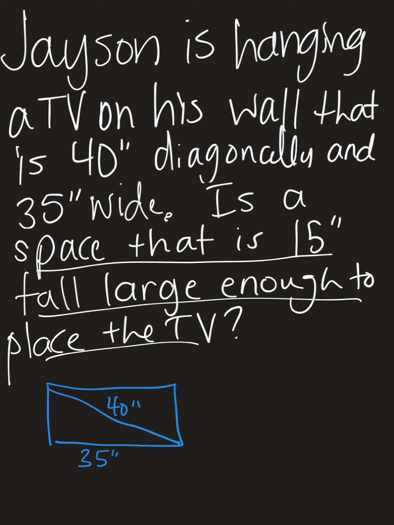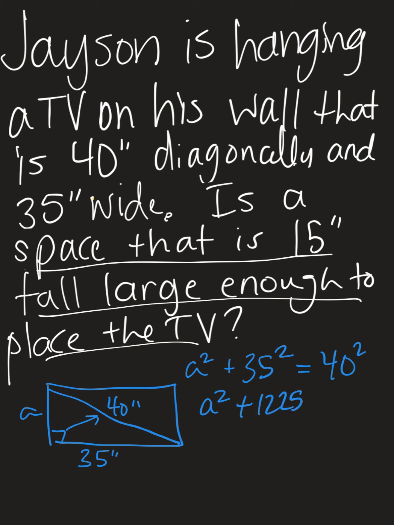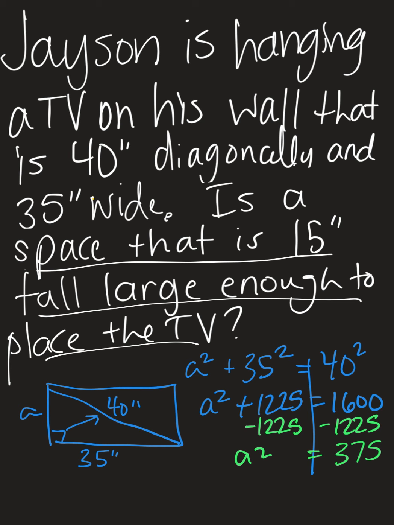So I have the hypotenuse, because this is across from the right angle, so 40 squared, and then I have 35 squared, and I have that height that I don't know. So I'm going to square this, and 40 as well. And then I'm going to start solving by using subtraction first. And then finally I'm going to square root both sides.